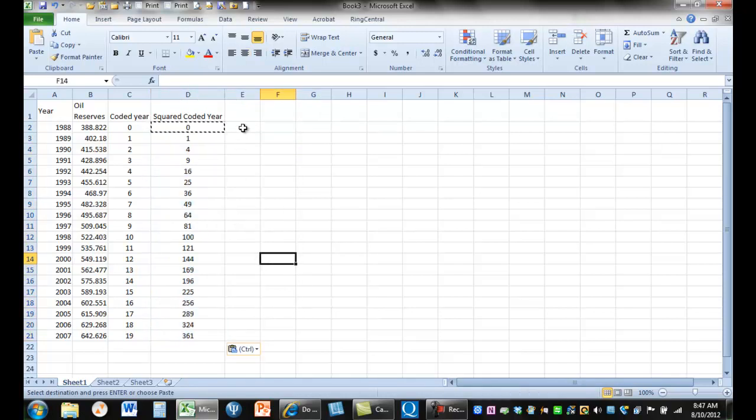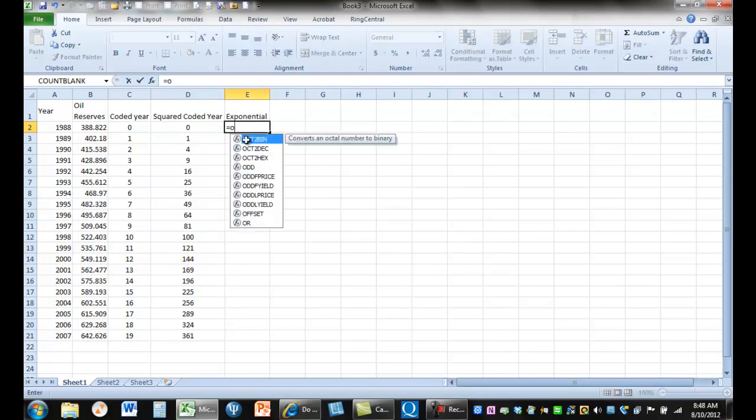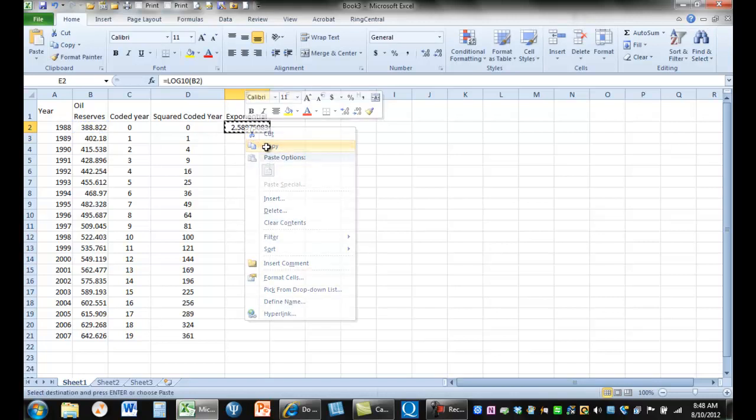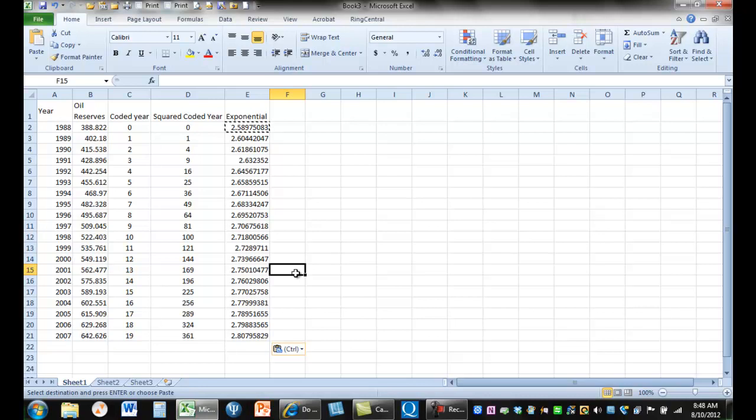Okay, and the last thing we're going to do is an exponential trend. We want to predict the exponential trend of the oil reserves, and here we're just going to say equals log 10 of this value. Okay, so now we have our data in the forms that we need.